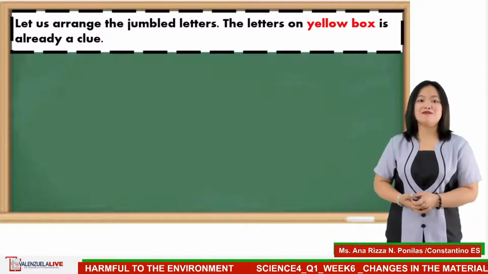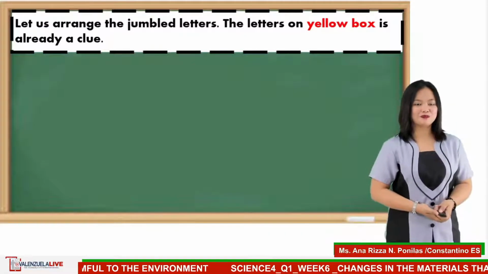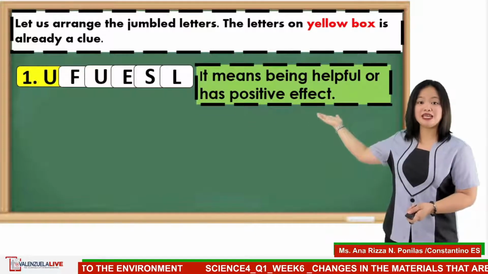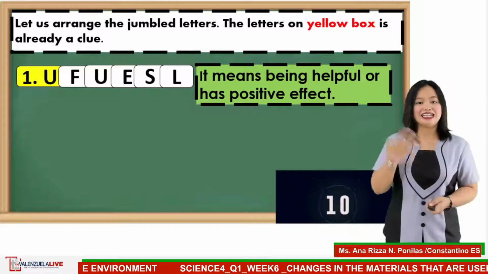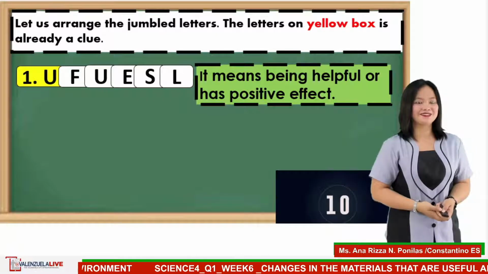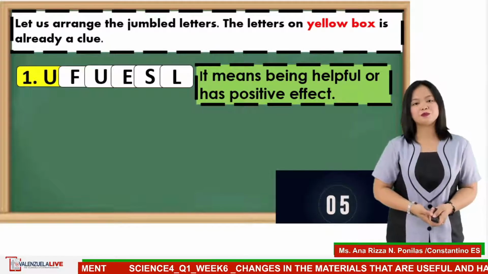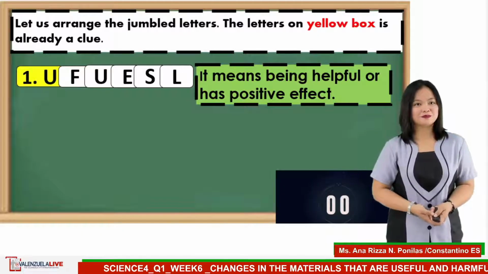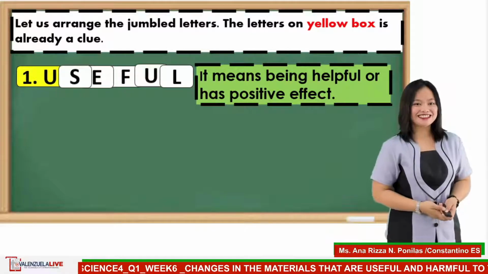Let us arrange the jumbled letters. The letters in the yellow box are the clue. The first word starts with letter U. It means being helpful or gives positive effect. You have 10 seconds to think what the word is. Timer starts now. If your answer is useful, you are correct.